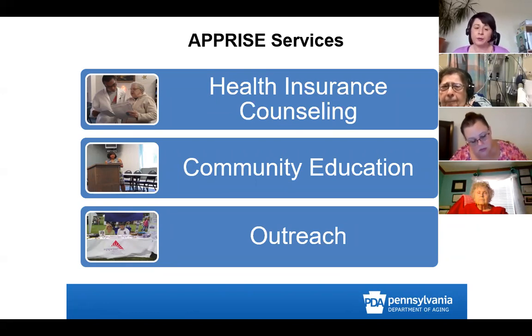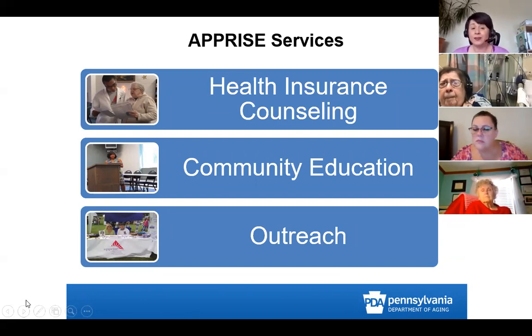And then our third approach is through outreach. We often hear that the APPRISE program is one of the best kept secrets out there, but we really want to try to change that. There are still so many Medicare beneficiaries that do not know about our program. So outreach is critical if we are to reach those who need our services the most.